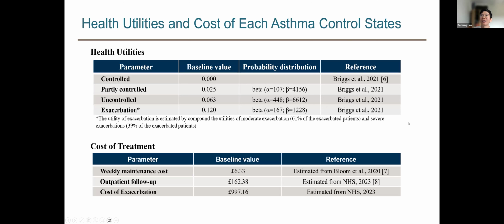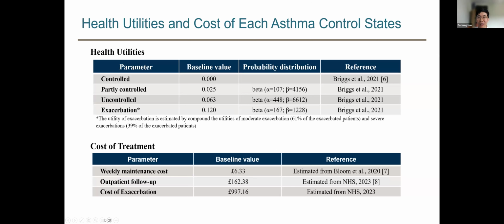Here for the controlled state, 0 means they have a fully healthy state value, and for partly controlled, they lose this much, and for patients experiencing exacerbation, they lose another 0.120 of health value. And with that, we calculate the quality adjusted life years as a health outcome.